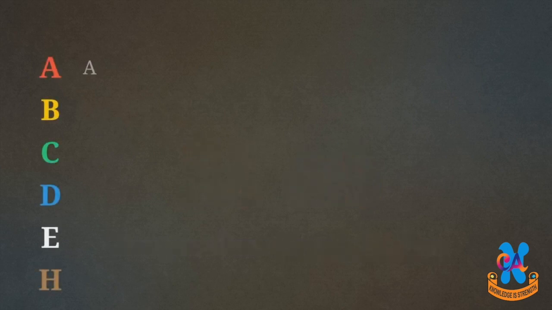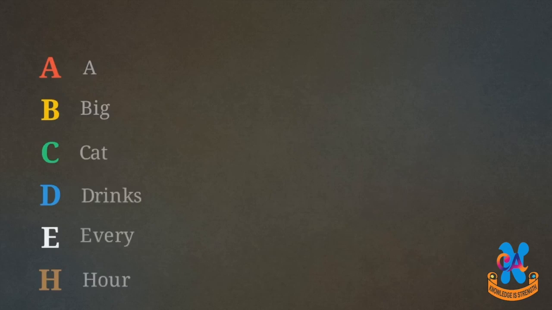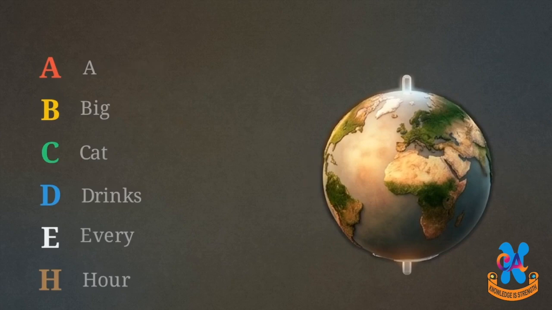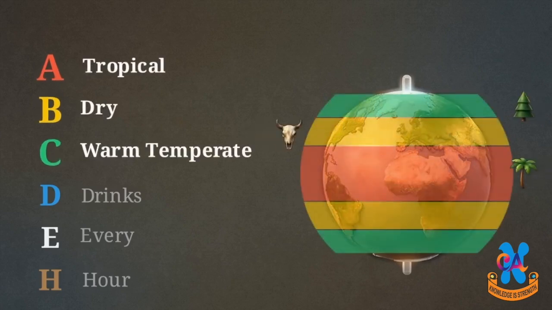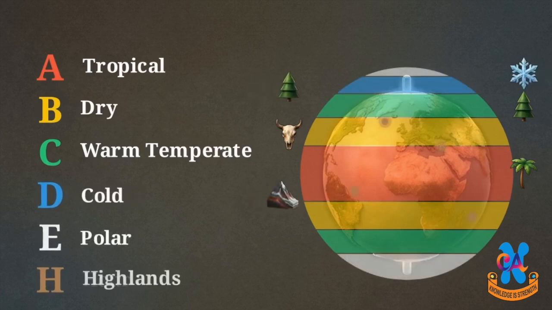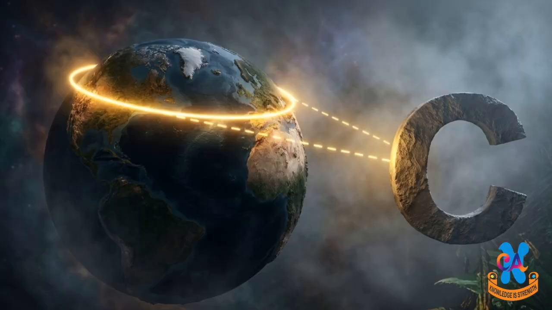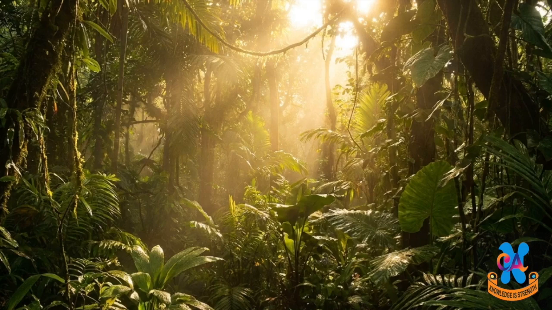To lock in the primary groups, use this sequence. A big cat drinks every hour. These letters map directly to the globe. A is tropical, B is dry, C is warm temperate, D is cold, E is polar, and H represents the highlands. Once you secure this primary sequence, you can determine the climate of any major world region simply by identifying its latitude.